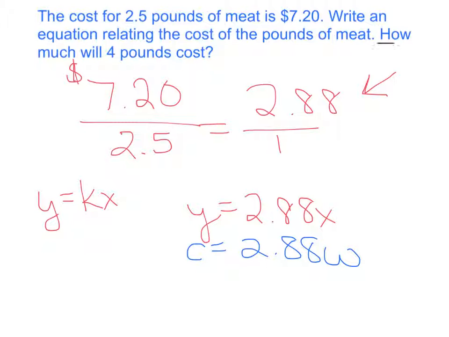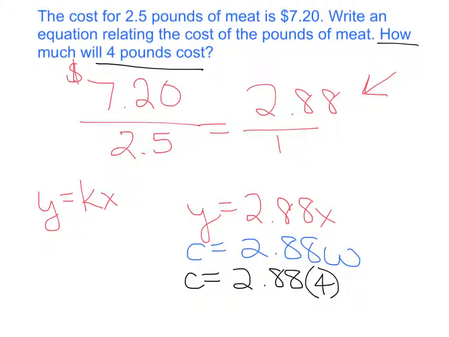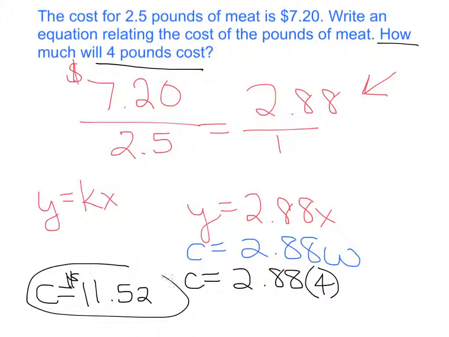And then the question says, how much will 4 pounds cost? So we still have the cost. We replace the W with a 4, and we multiply out, and we get $11.52 for 4 pounds.